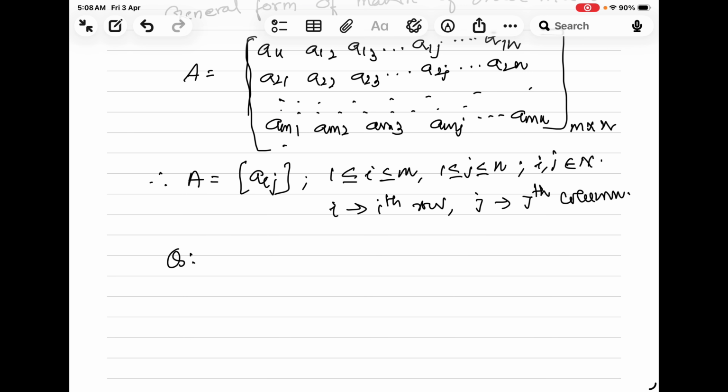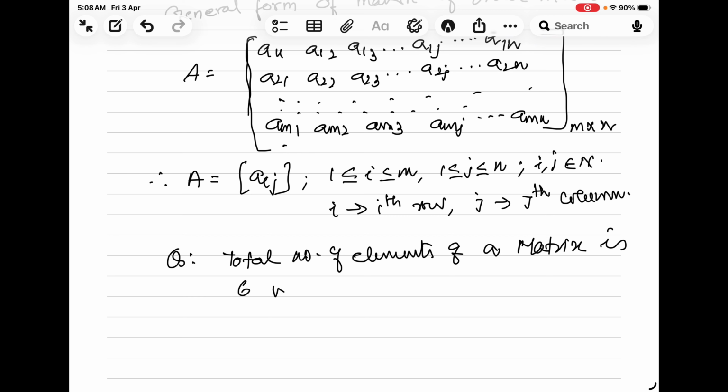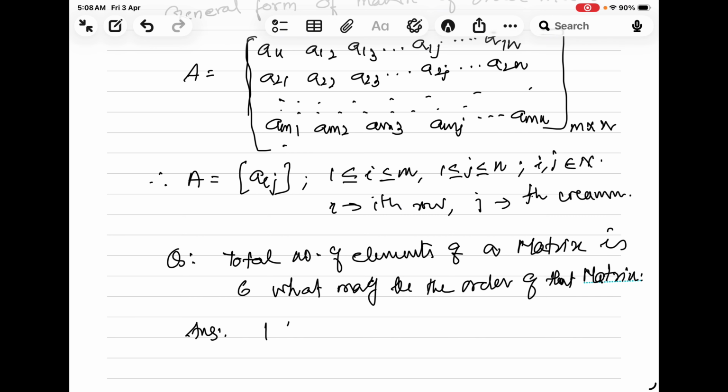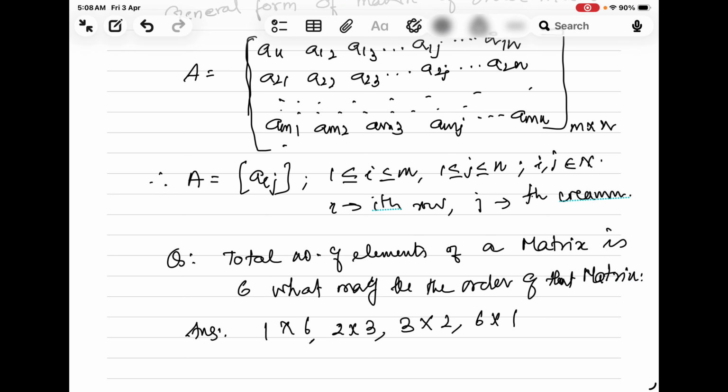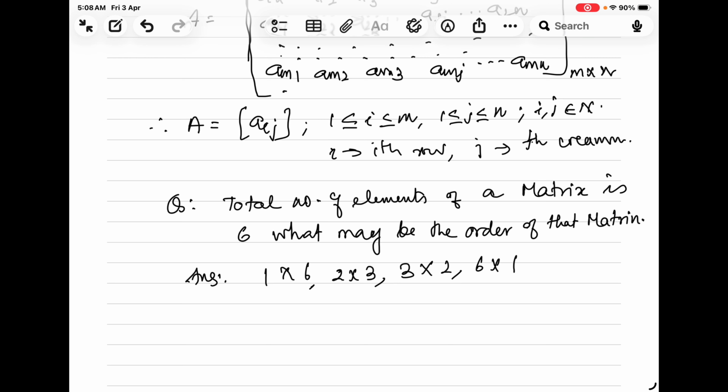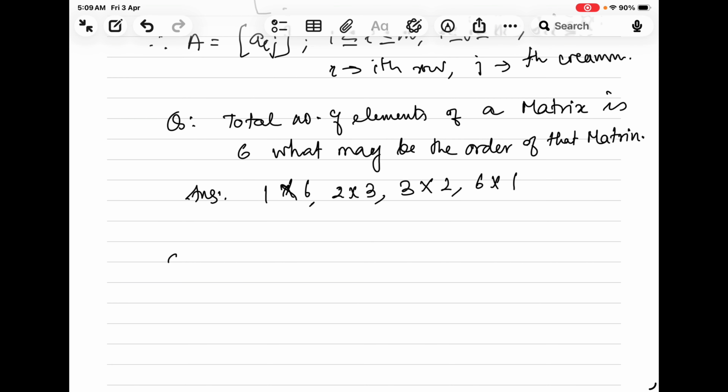One question: the total number of elements of a matrix is 6. Then what may be the order of that matrix? 1 by 6, 2 by 3, 3 by 2, 6 by 1. You know that the factors of 6 are 1 into 6. So 1 by 6 can be the order, or 2 by 3, or 3 by 2, and 6 by 1.